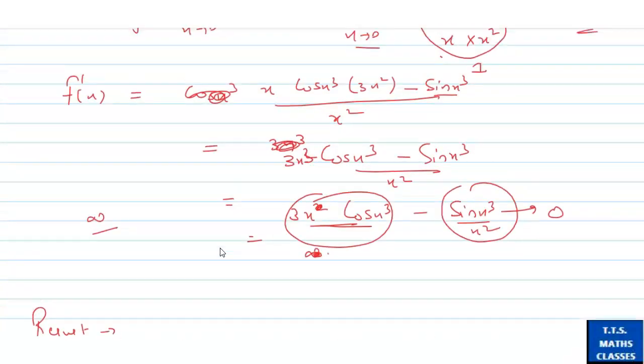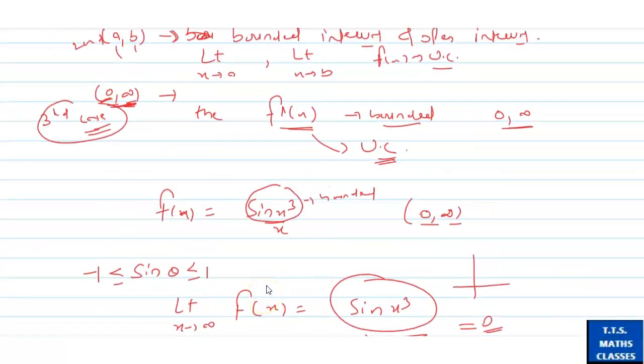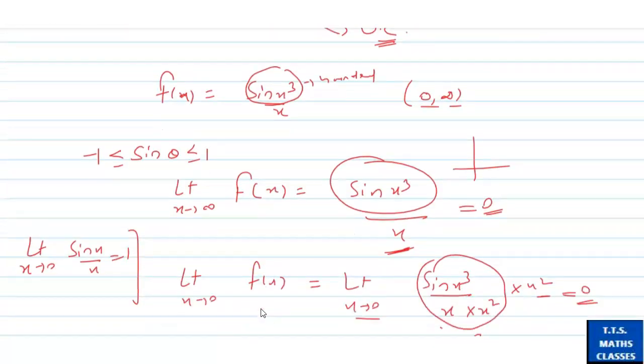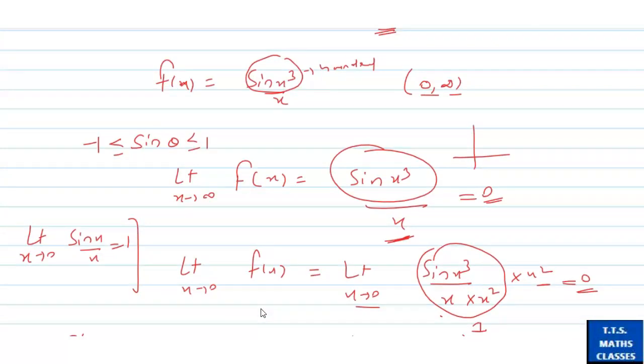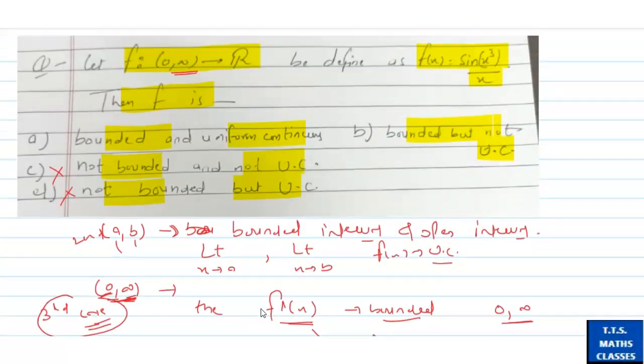In such a case, the limit exists as x approaches 0 and as x approaches infinity, because we have to check for boundedness. When we put limit x approaches infinity, it is 0, and when we put 0, it is 0. So definitely it is also uniformly continuous. So option A is true and option B is discarded. So thank you.